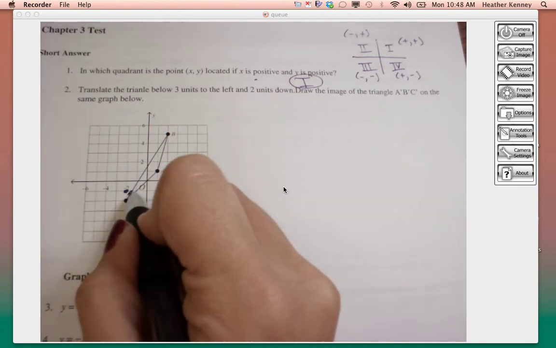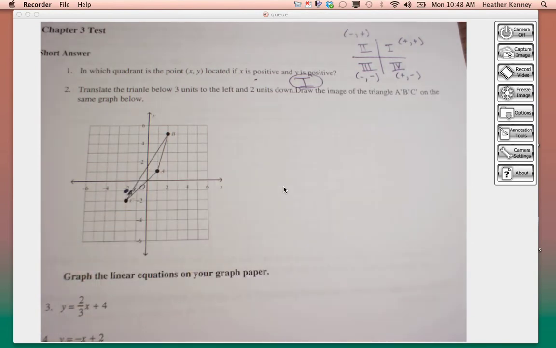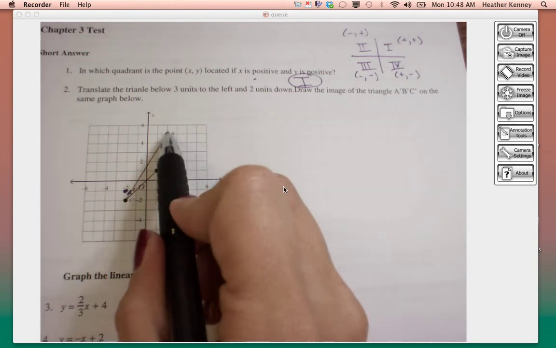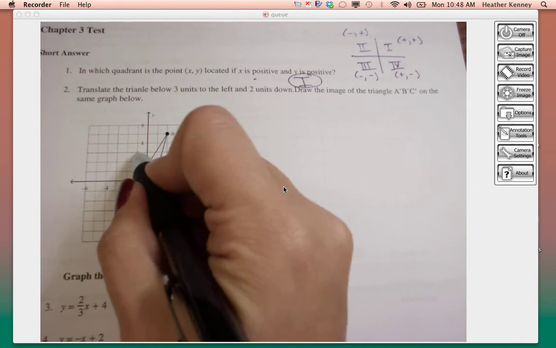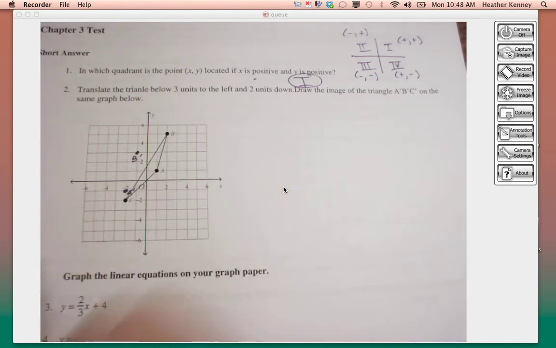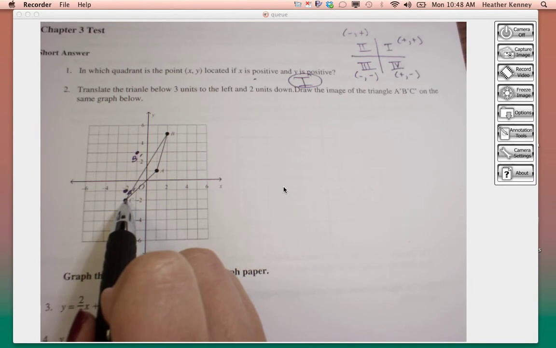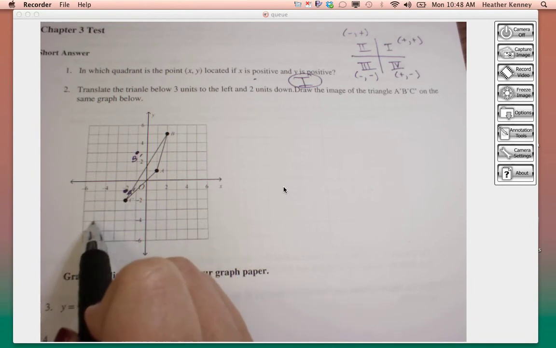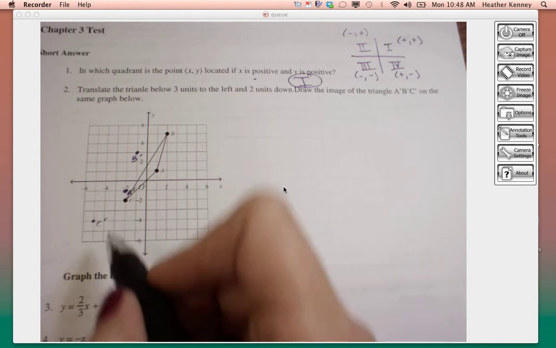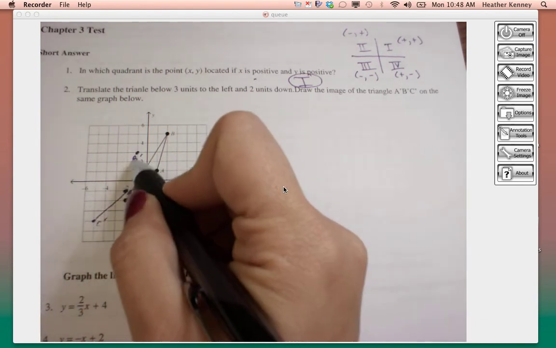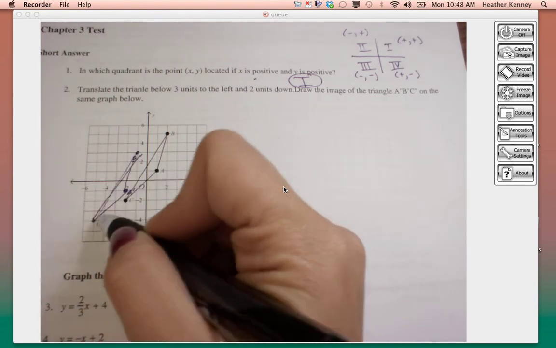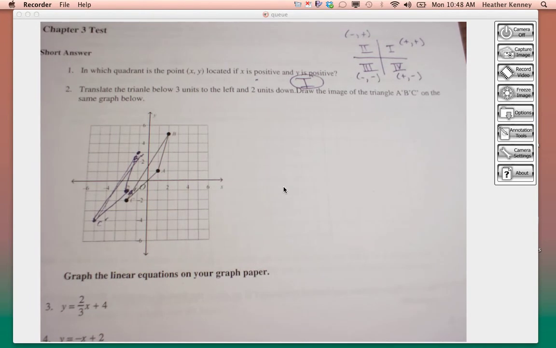A prime. Remember, when we translate a point, it keeps the same letter, but we just call it a prime. We go to point B, 1, 2, 3, 1, 2, make a point, B prime. Same thing with C, and we're doing the same translation for all 3 points: 3 to the left and down 2, and that would be C prime. And then we just connect the dots to get our new translated triangle. That was all there was to that one.